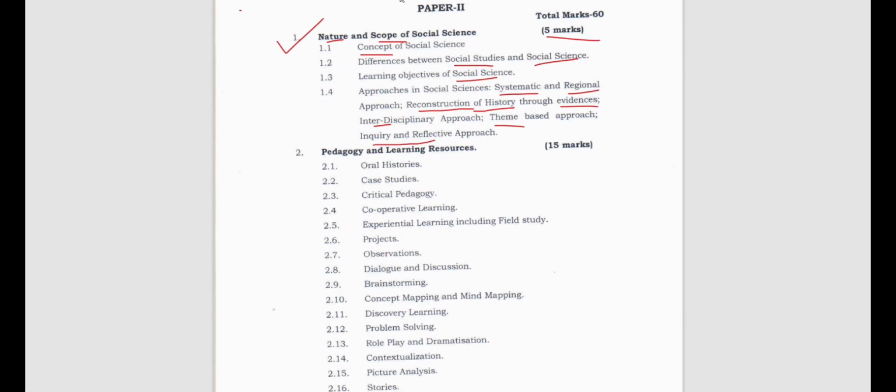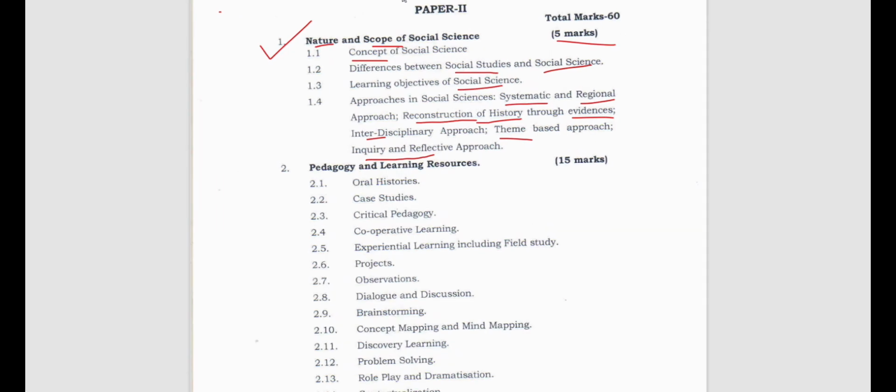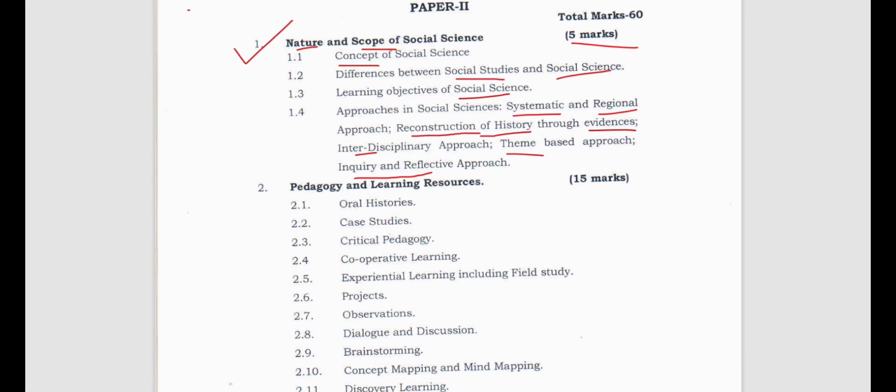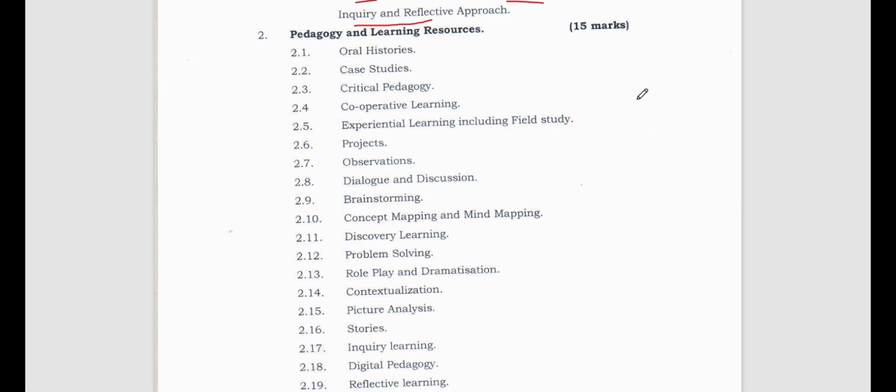Let's go down. I think I should zoom it a little bit, right? Yes, like this. Good. So this number 2 is for 15 marks. So this is pedagogy. Basically pedagogy means child development and pedagogy, right? So 15 out of 15 you can score directly if you are very well versed with the CDP subject. So pedagogy and learning resources.